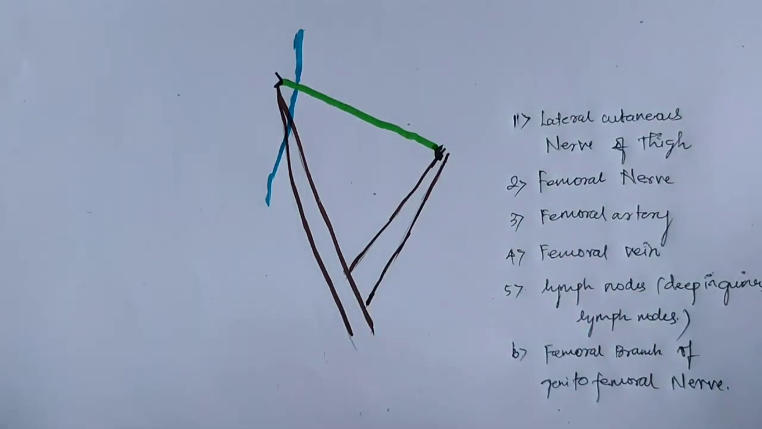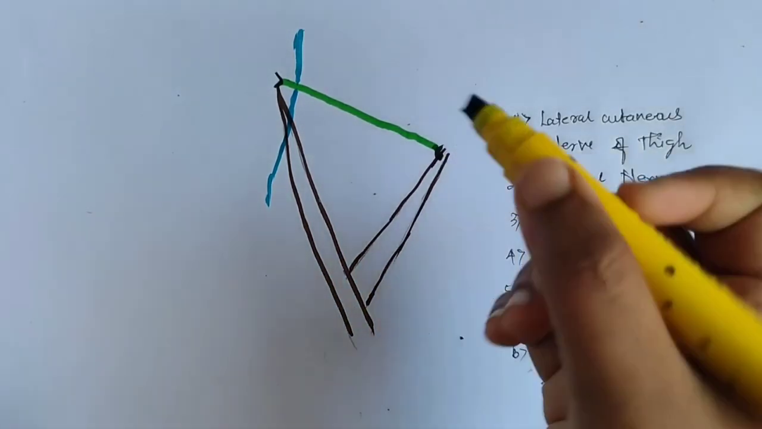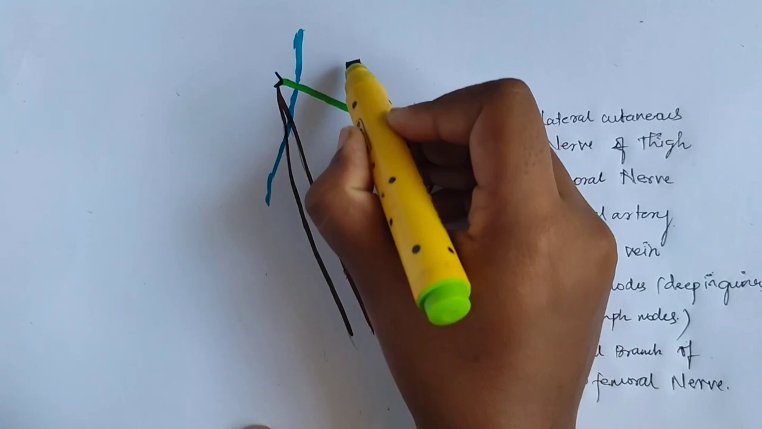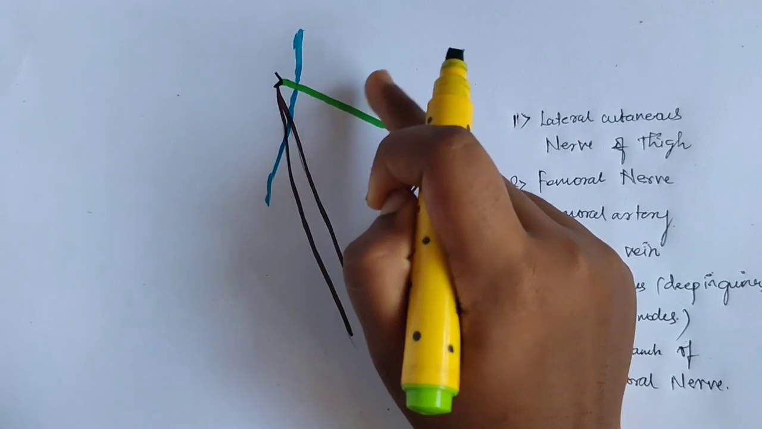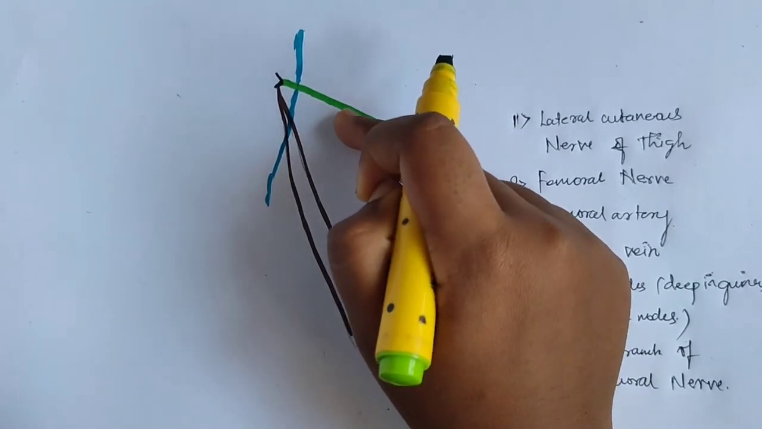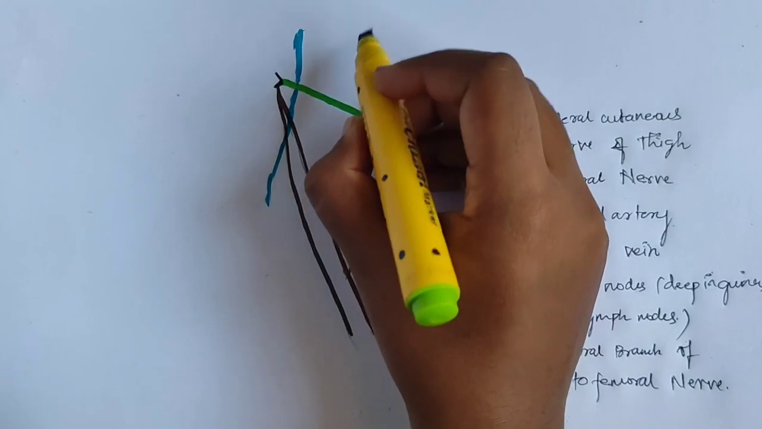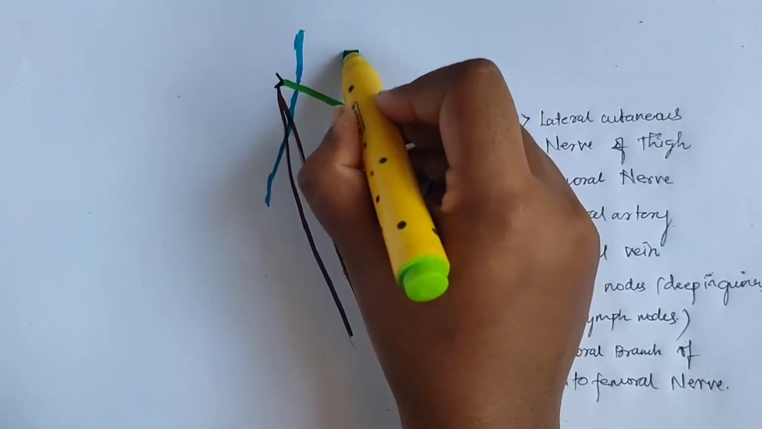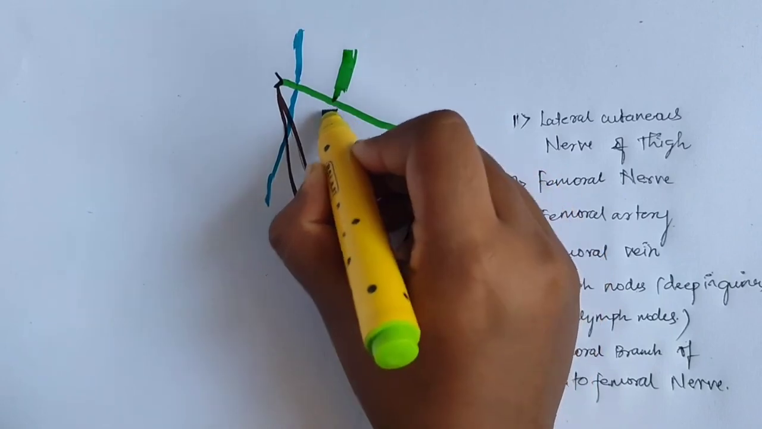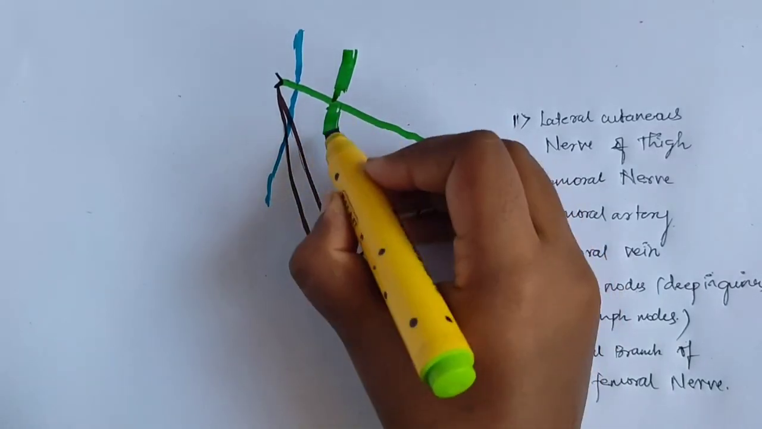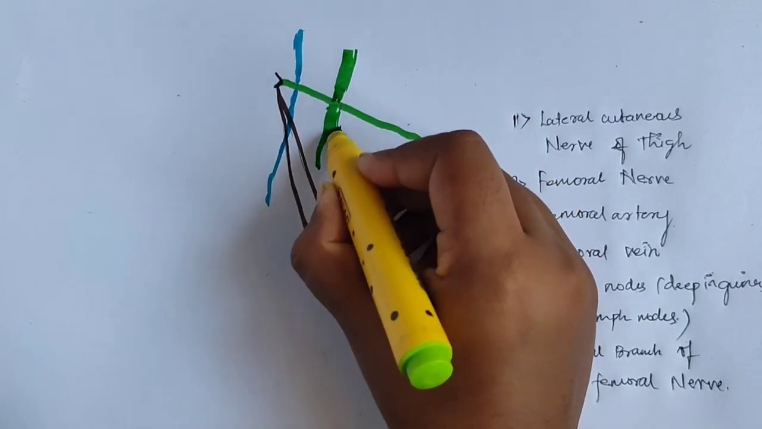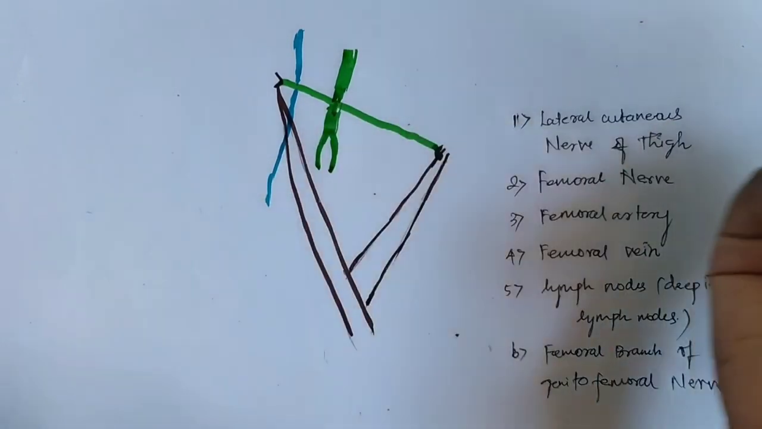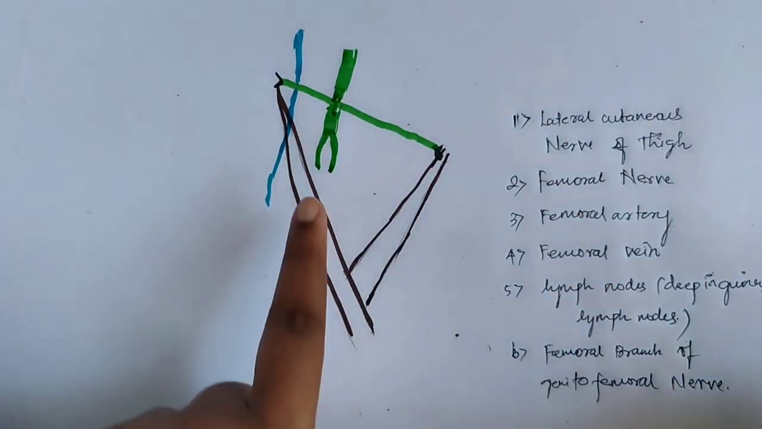And next is the femoral nerve. I represent the nerve in green color. The femoral nerve also enters into the lower limb from the abdomen behind the inguinal ligament. And in the femoral triangle, it divides into an anterior division and a posterior division. This is the femoral nerve.